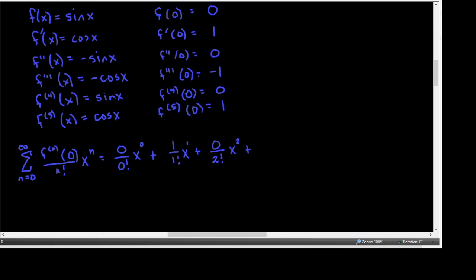plus the third derivative at 0, -1, over 3 factorial, times x cubed, plus the fourth derivative at 0 is 0, divided by 4 factorial, times x to the fourth, plus the fifth derivative at 0, which is 1, divided by 5 factorial, times x to the fifth. And if we stop there, that would be the fifth Maclaurin polynomial. Unsimplified, of course, but that would be the fifth Maclaurin polynomial.